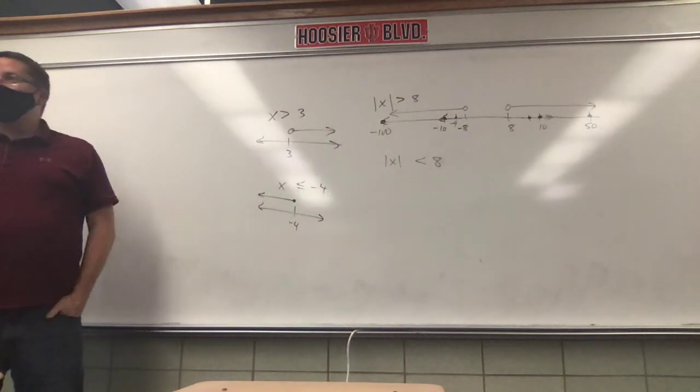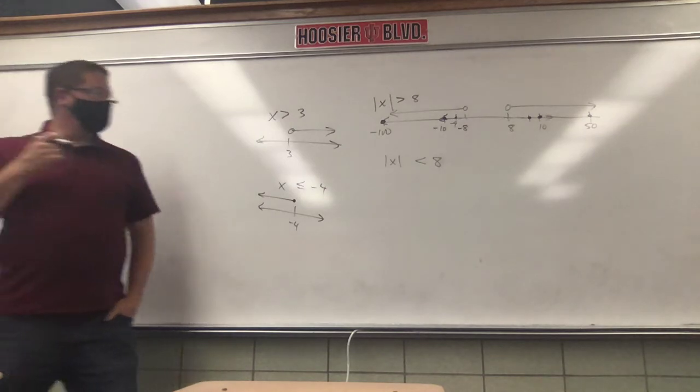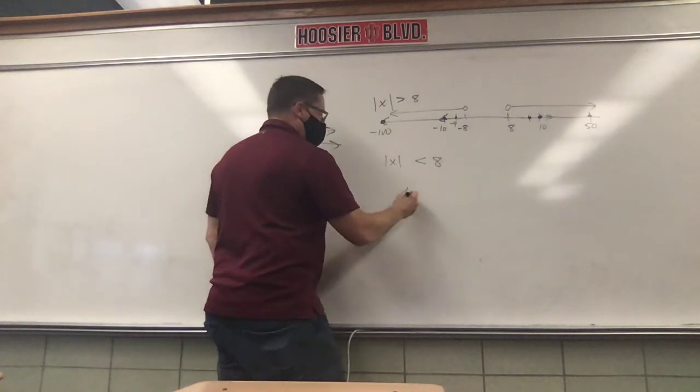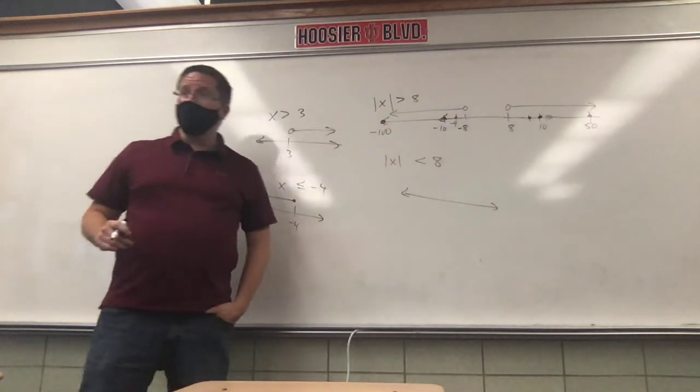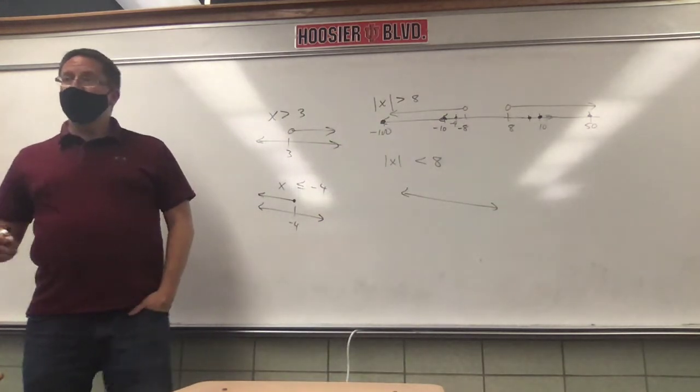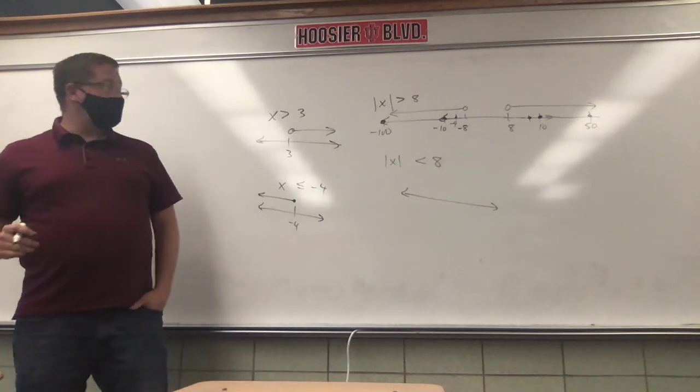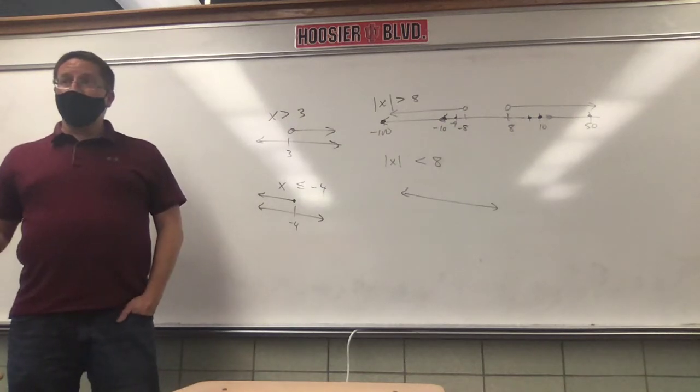So, for example, would 9 be a solution? No. Why? Because it's bigger than 8. Right, and it's got to be smaller than 8. Would 7 be a solution? Yep. How about 6? Yeah. How about negative 3? Yeah. How about negative 7? Yeah.